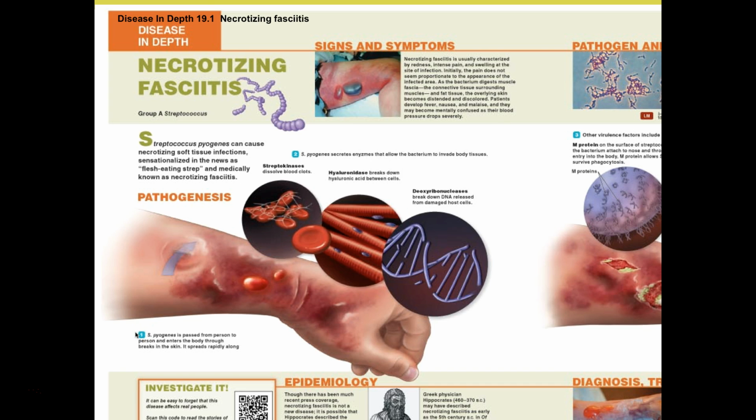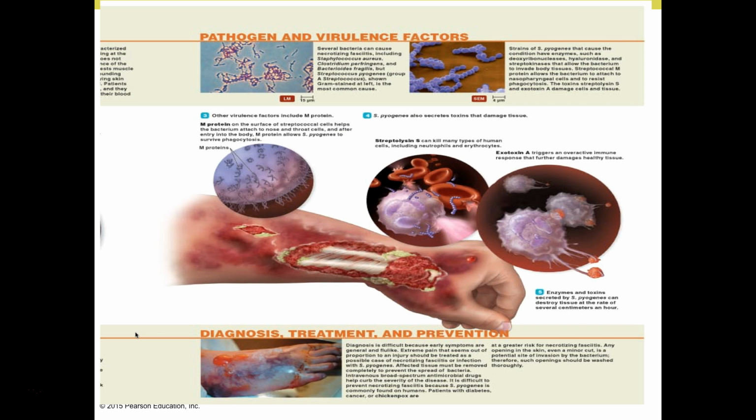And here you can see the pathogenesis. The streptolysin is the one that causes the skin to break like that, and then the bacteria can bind to the surface. The exotoxin triggers the overactive immune response.